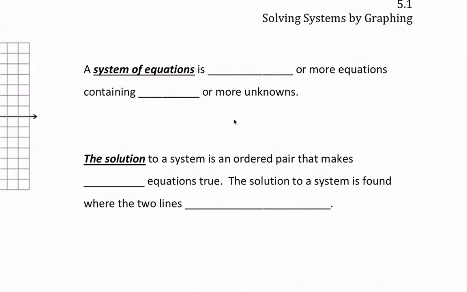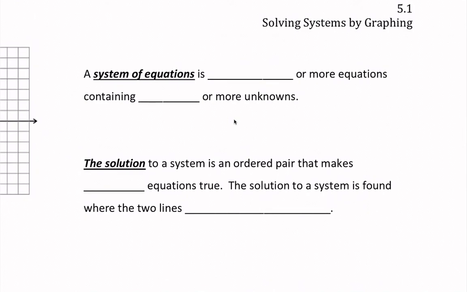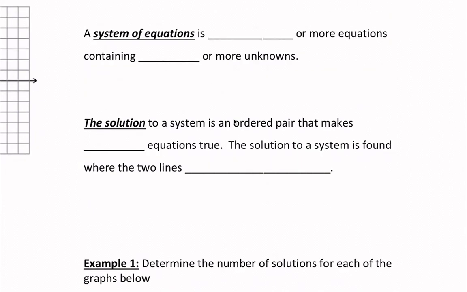Hey guys, today we're going to be talking about solving systems of equations by graphing. A system of equations is when you have two or more equations. In Algebra 1, we're only going to be doing two equations containing two or more unknowns. So we're going to have two variables, like an x and a y. So two equations and two different variables.